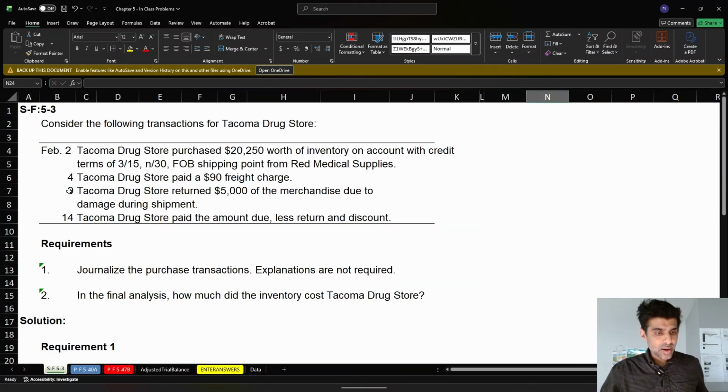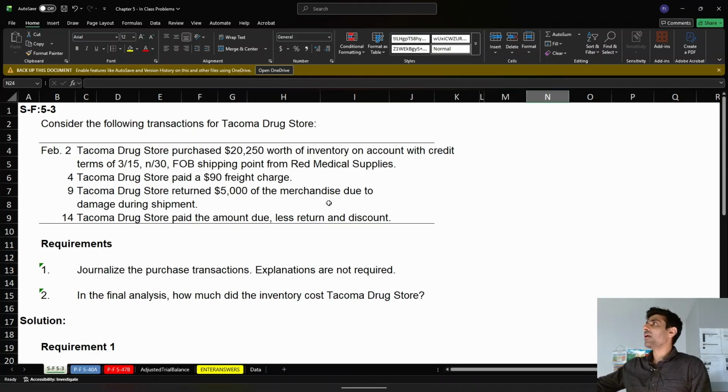Okay, so on the 9th, we returned 5,000 of the inventory. They didn't use the word inventory, so you have to turn on your brain a little bit and understand the intent of this transaction. What is economically happening is that you have some inventory and now you're just returning it because it was defective.